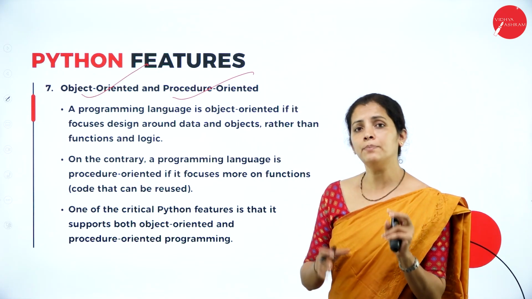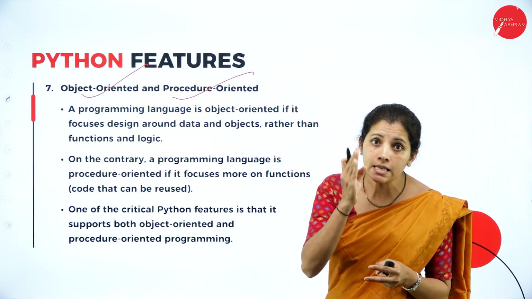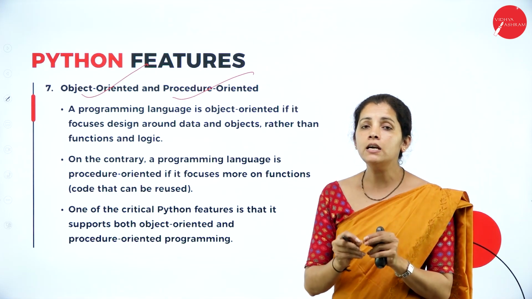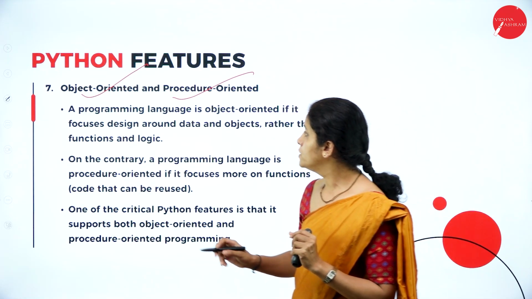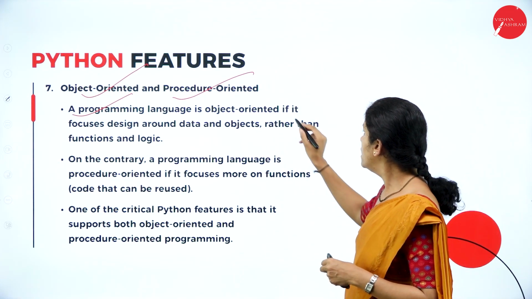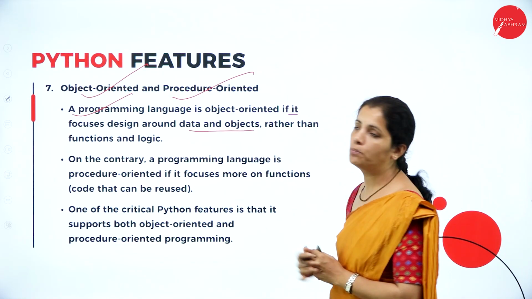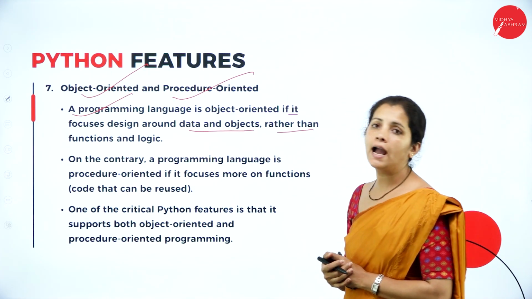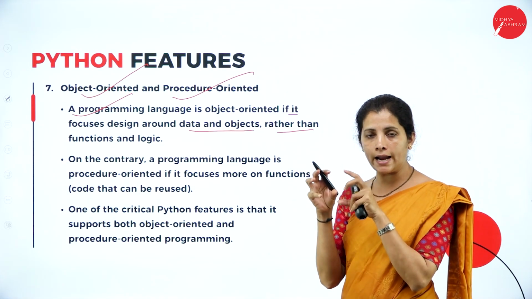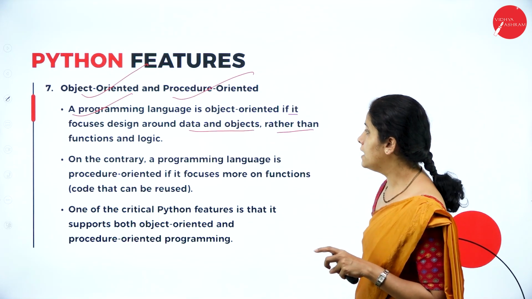Class is nothing but the blueprint. Then what about object? Object is nothing but the instance of the class and it is mainly used to represent real world problems. So a programming language is object-oriented if it focuses design around data and objects rather than function and logic. So dear student, if I focus only on data and objects, then it is an object-oriented programming language.